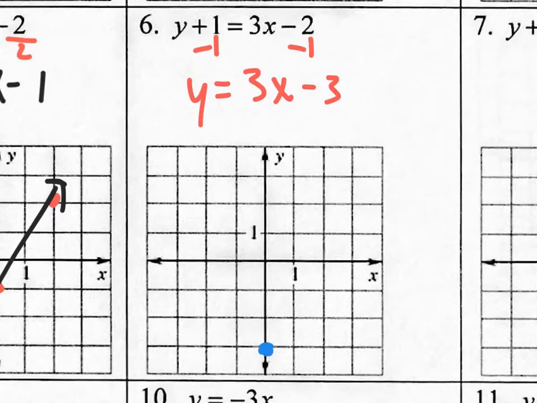What do I do from that point? Up 3 over 1. Up 1, 2, 3 over 1. So you end up right here. Then you just draw your line. You're done. That's simple.